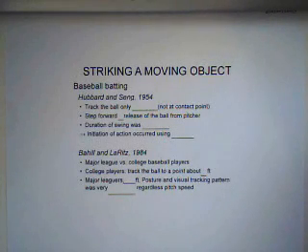We'll be looking at striking a moving object in two different sports. One is baseball and the other one will be table tennis. First, let's look at baseball batting.